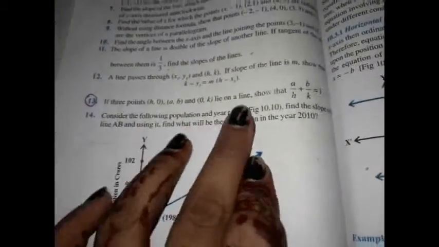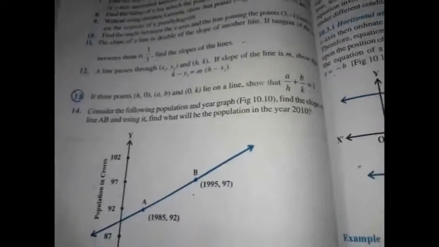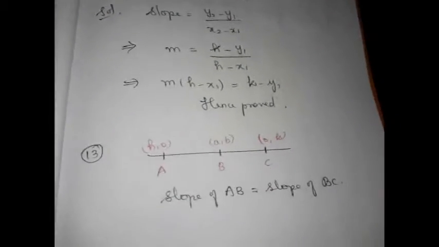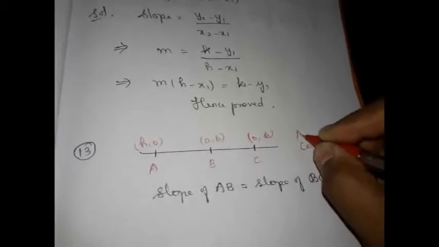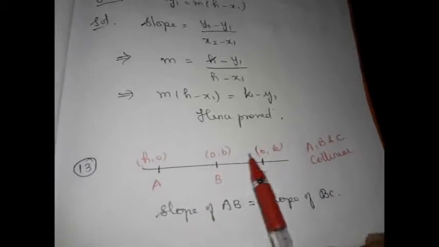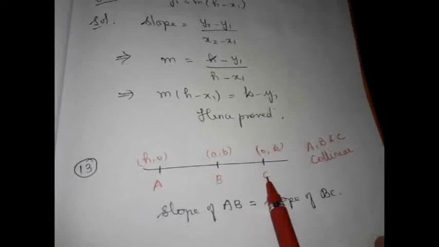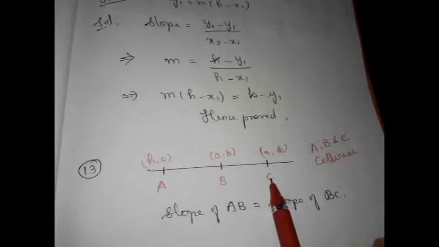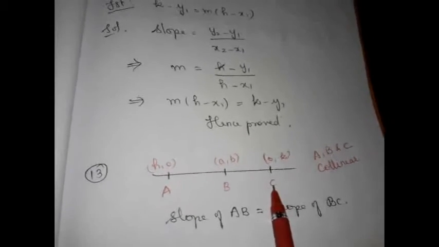If 3 points lie on a line, show that a by h plus b by k equals 1. When 3 points lie on a line, it has a special name. What is it called? Collinear. So here a, b and c are collinear, which is given as the 3 points lie on the same line. So let us name the points as a, b and c. Then what we know, when 3 points lie on the same line, what is the condition for collinearity?